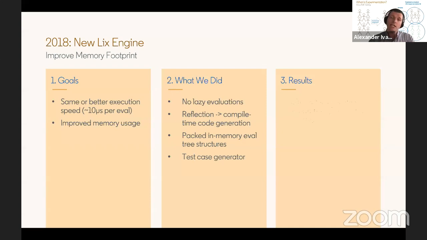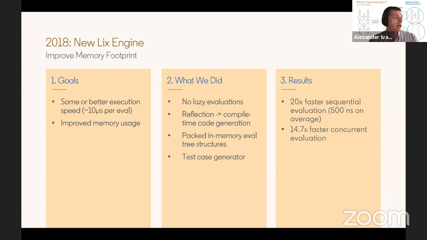So as a result, we received 20 times faster sequential evaluation, around 15 times better concurrent evaluation speed, and we improved the memory usage about 10 times. And we also ran about 8 billion tests to prove the correctness of the DSL, because it's a program and it has so many different states. So we had to compare the old and new versions of the engine. And we actually used a Hadoop cluster to perform so many evaluations.